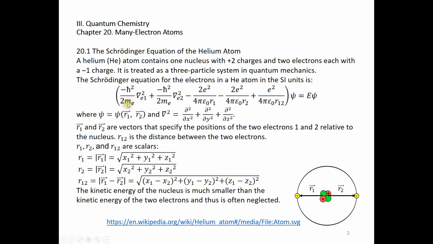Why don't we include the kinetic energy of the nucleus in the equation? Well, there are 2 reasons. One, the kinetic energy of the nucleus is much smaller than the kinetic energy of the 2 electrons, and therefore it's often neglected. The second reason is if we do include the kinetic energy of the nucleus, that will make the Schrödinger equation more difficult to solve. Anyway, in the future, we will be able to recover the kinetic energy of the nucleus separately.